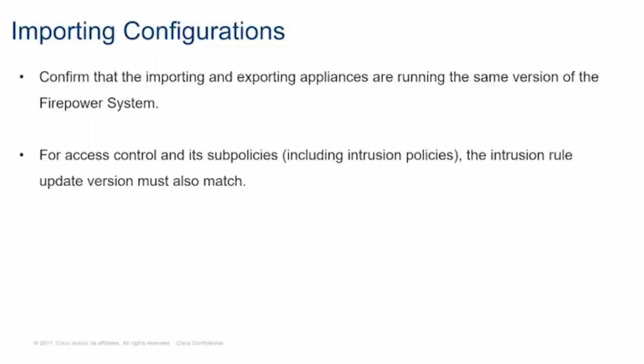When we import the information, there are a few more things to consider, because the target device could have existing, similar configuration. Depending on that, what we need to do will differ. To import a configuration, we need to ensure that we are running the same software version on the device. The model of the device can be different, but the software version should be the same. And in the case of access control where intrusion policies are associated, we need to ensure that we are running the same SRU, the rule update version, on the device.